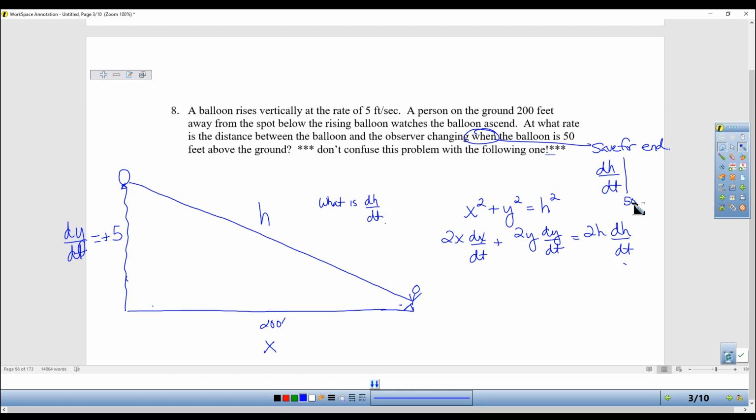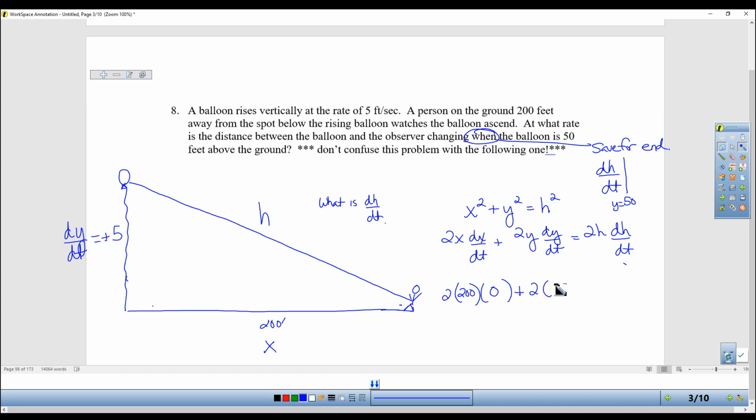Now I'm going to actually figure it out when y is equal to 50. So I have my 2, my x is 200. My x is always 200, which means what about dx/dt? How fast is the x value changing? It's not changing. It's always 200. This man isn't walking forward. So it's going to be 0.